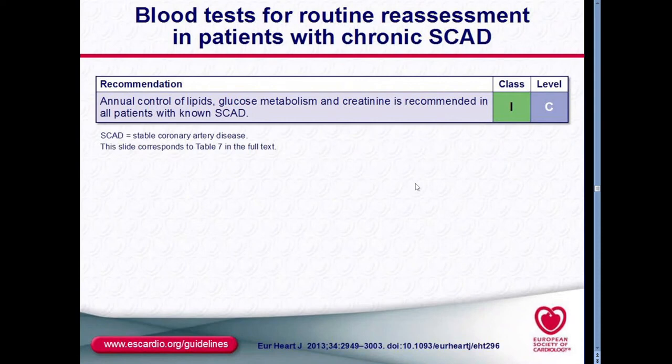Well, blood test. The recommendations: annual control of lipids, glucose metabolism, and creatinine is recommended in all the patients with known coronary artery disease.